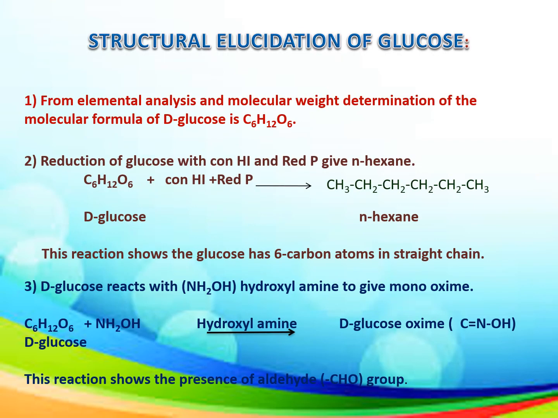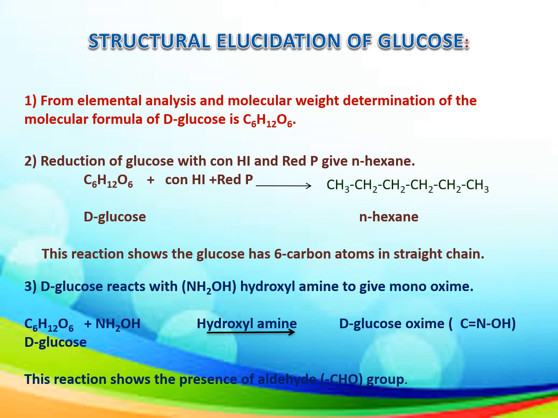We will discuss the structural elucidation of glucose. That is, we are going to elucidate the structure of glucose. Actually, we don't know the structure. First one is elemental analysis. The molecular formula of glucose is C6H12O6. Second step, reduction of glucose with hydrochloric acid and red phosphorus gives n-hexane. In n-hexane, the 6 carbon atoms are present in a straight chain. So glucose may contain 6 carbon atoms present in a straight chain without any branches.